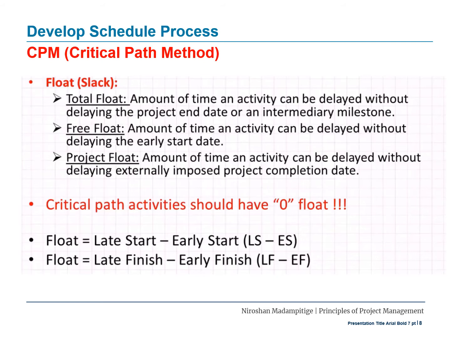The third float type is project float. Project float is the amount of time an activity can be delayed without delaying the externally imposed project completion date. Critical path activities should have zero float.